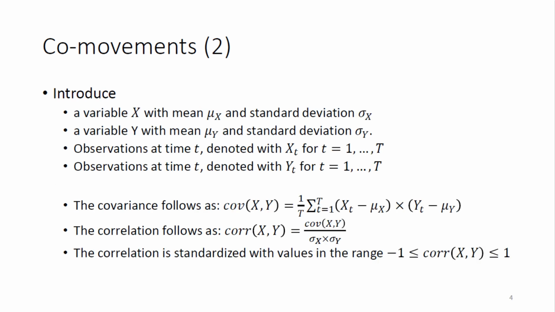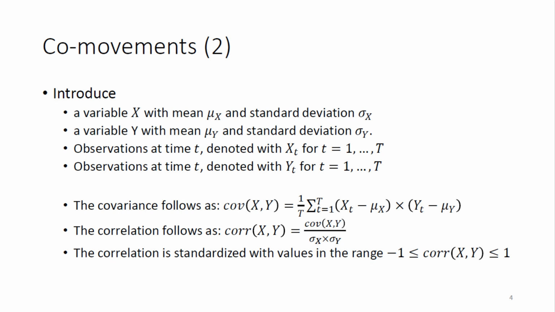So let's look at the formulas for covariance and correlation. I look at two random variables, variable x and variable y. X has a mean denoted with mu x and a standard deviation denoted with sigma x, which you have determined before. Y has a mean of mu y and a standard deviation of sigma y.